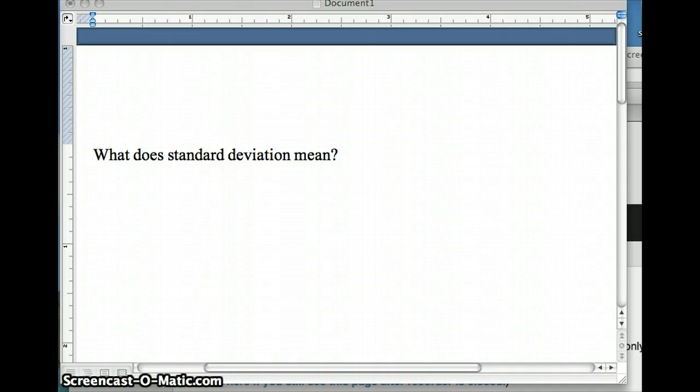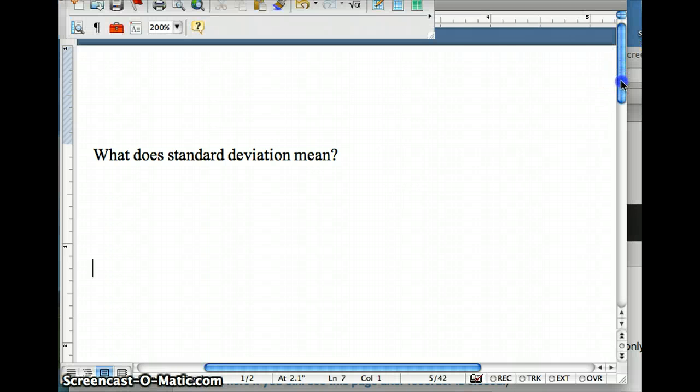In this lesson, we're going to ask ourselves the question, what does the standard deviation mean? The standard deviation is a number. It's a number that tells us how spread out a given data set is.